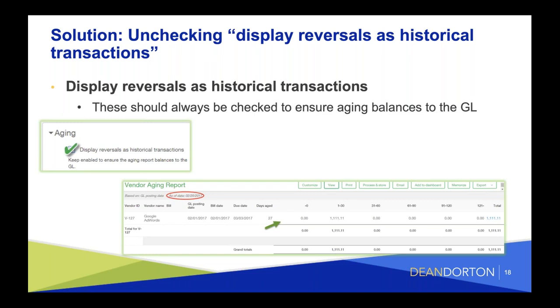On some occasions, I wish they would just take the box off the screen and force it to be that way. I understand why it's there to give you some flexibility, but you really should have display reversals as historical transactions checked. Okay.